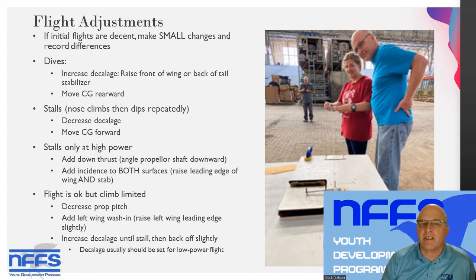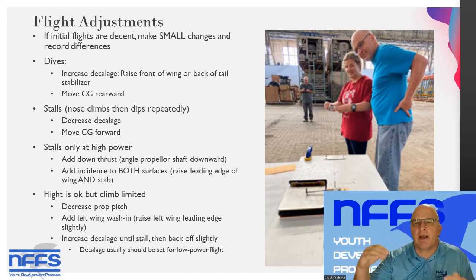If you find you're getting excessive decalage to get a smooth flight, then consider moving your CG rearward. If your plane is stalling, this means a climb and then dip, a climb and a dip. You want to do the opposite: decrease the decalage or move the CG toward the front. If it stalls only at high power, this isn't a major occurrence in Science Olympiad. You could add some downthrust. This means angling the propeller shaft slightly down. You can do the same thing by increasing the incidence of both the stab and the wing.